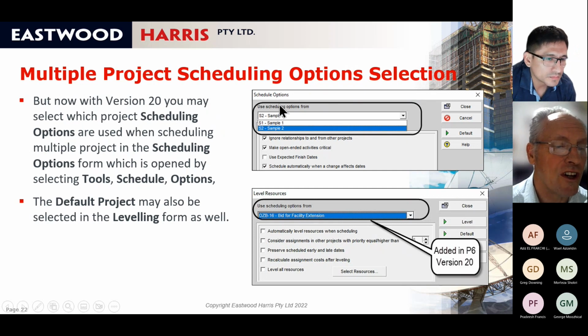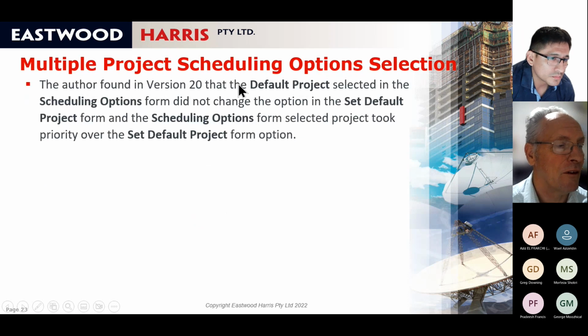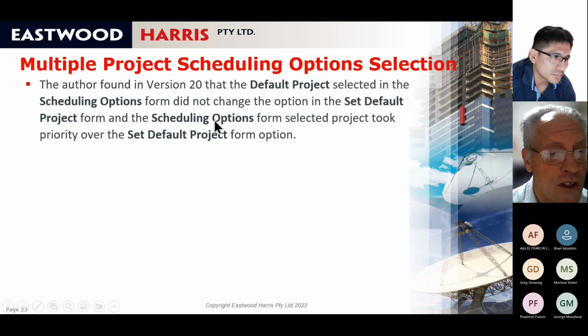Well, it says use scheduling options from, but the interesting thing is by doing this, I found that if you selected a different default project in the scheduling options to the set default project form, then the scheduling options took preference over the set default project form. So you can set a default project in the default project form, you can select a different default project in the scheduling options, and this took preference over the default project.